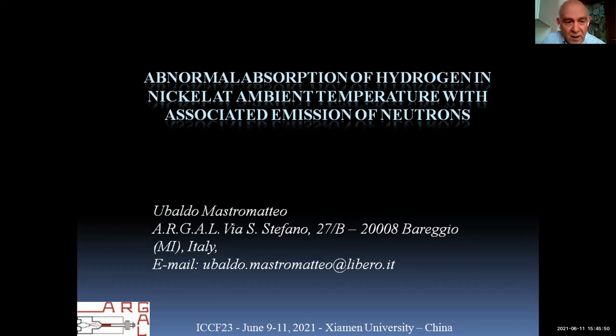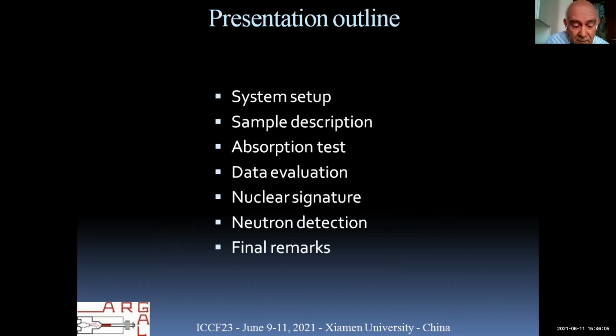Okay. Then the presentation subject is abnormal absorption of hydrogen in nickel at ambient temperature with associated emission of neutrons. The content of the presentation consists of the following points: system setup, sample description, absorption test, data evaluation, nuclear signature, neutron detection, and final remarks.